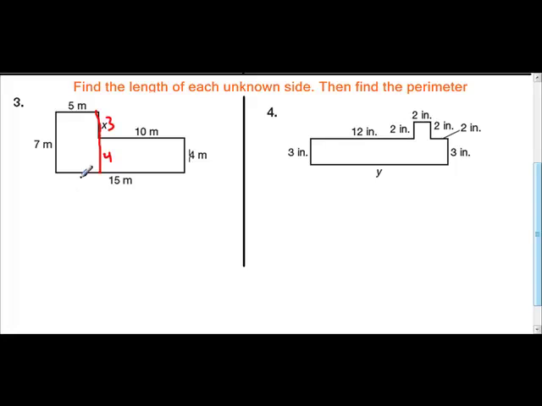Now I can go back in and add all these sides. 5 plus 3 plus 10 plus 4 plus 15 plus 7. And make sure you include all those. Now do not use this 4 because it's over here. You only need to use 4 one time. All this is used for is to help you find this distance right here. You add those together and you can find the distance all the way around this object.